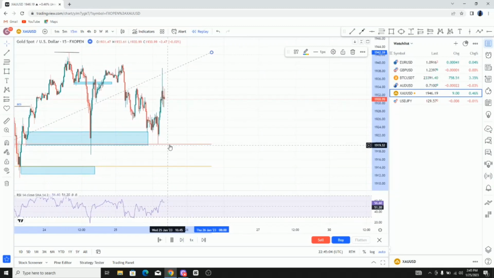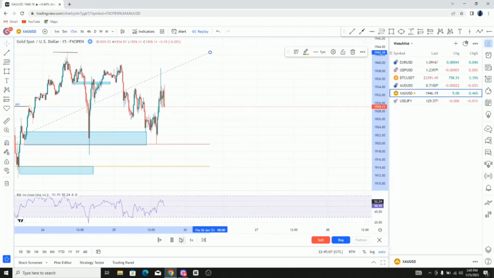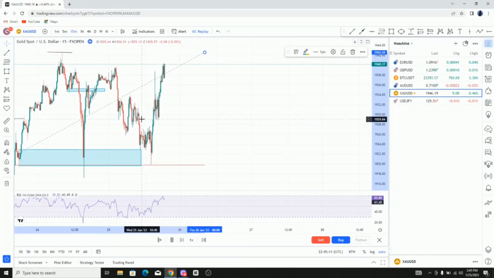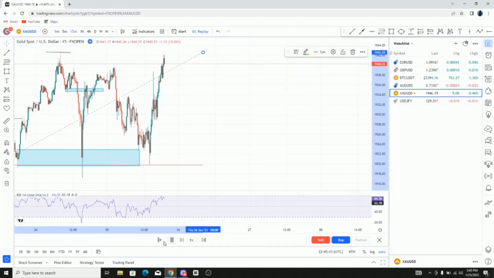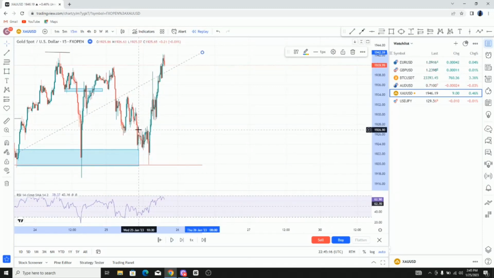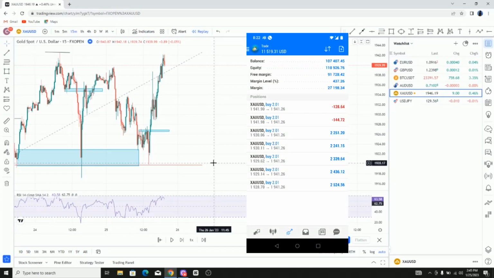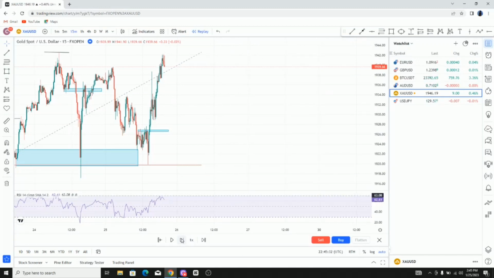As soon as it touched my point of interest, which is the 50% retracement again, look at it, it started going up, and that was where I entered. As soon as the market broke this consolidation that was here, I scaled in 2 more positions. I opened 2 more positions on the trade, and that was how the market kept going to where I wanted it to go.